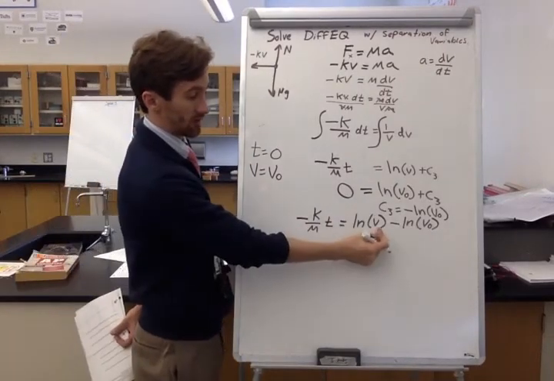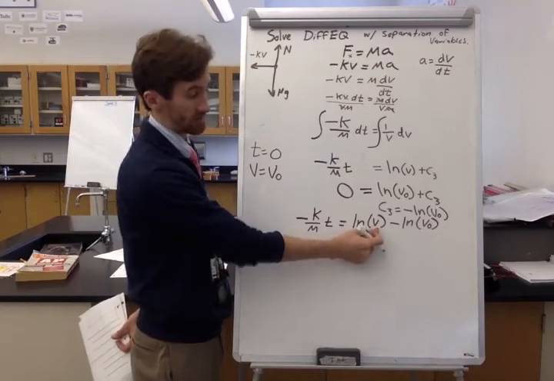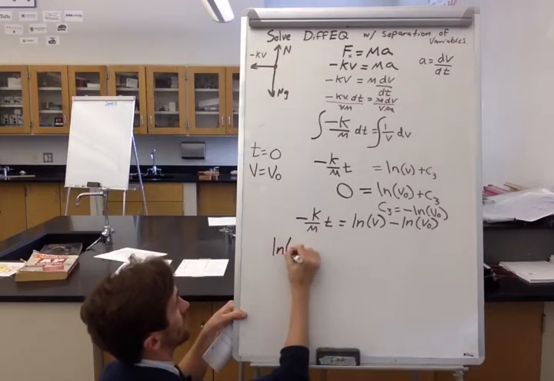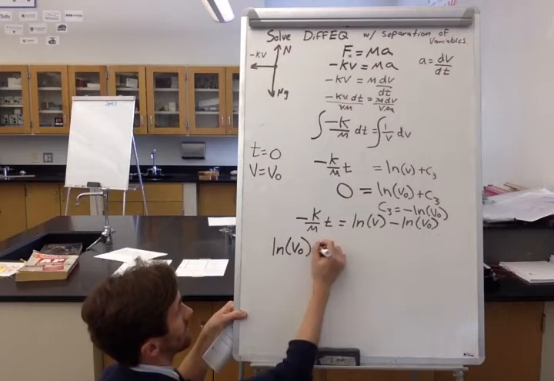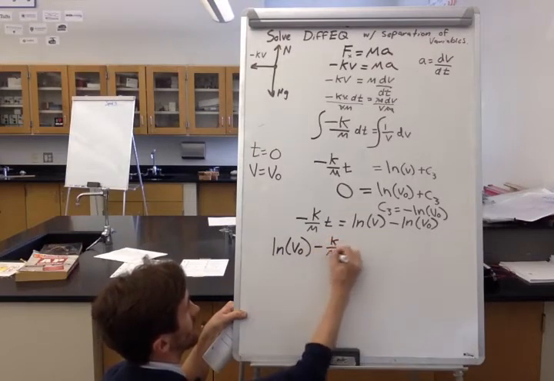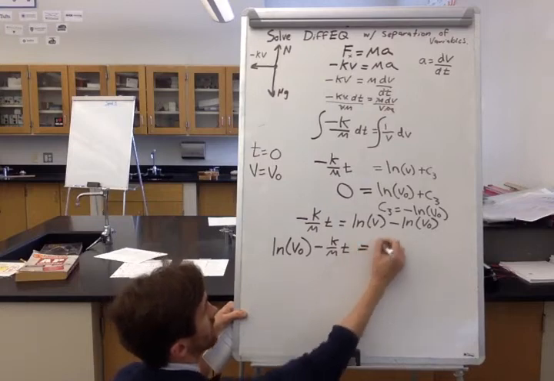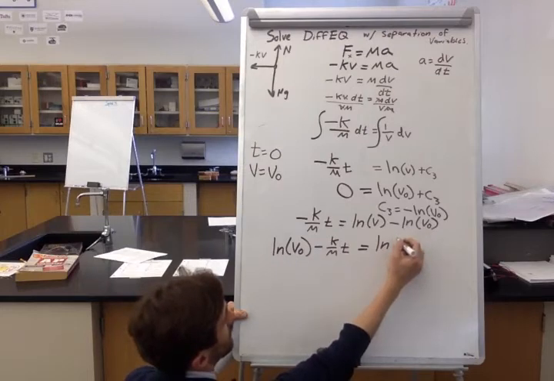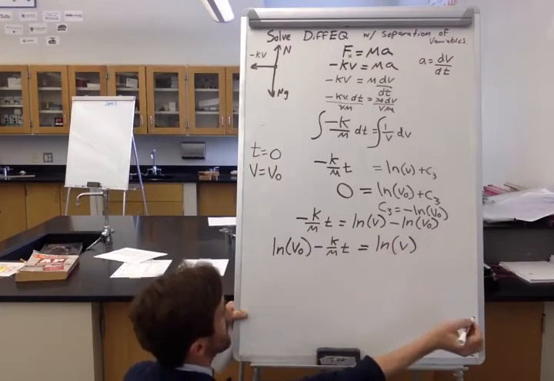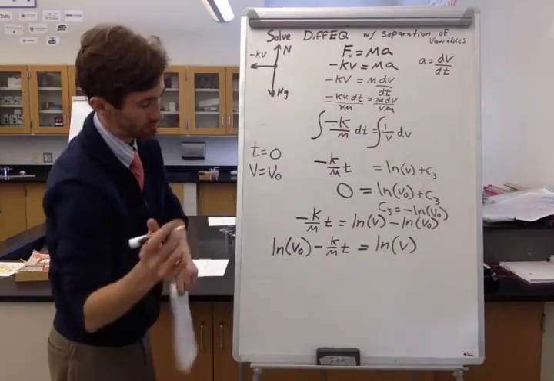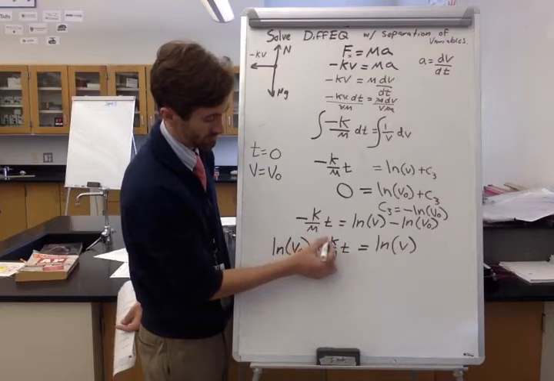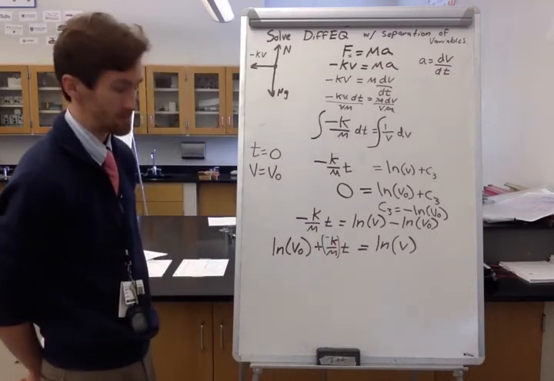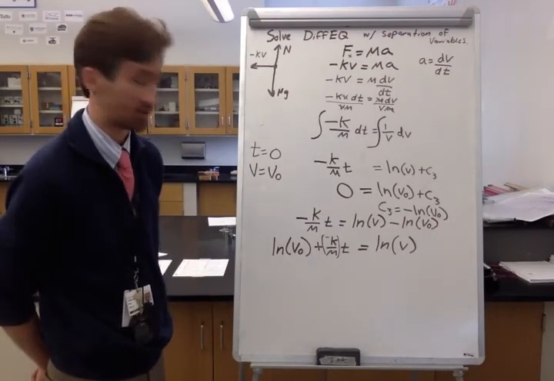And then I'm solving for velocity, so I've got to get velocity by itself. I'm going to add this to the other side. So then I'll have the natural log of the initial velocity minus k over m times time equals the natural log of velocity. And what I'm actually going to do here is make this plus negative, just to keep it straight with the math rules that we talked about in class.